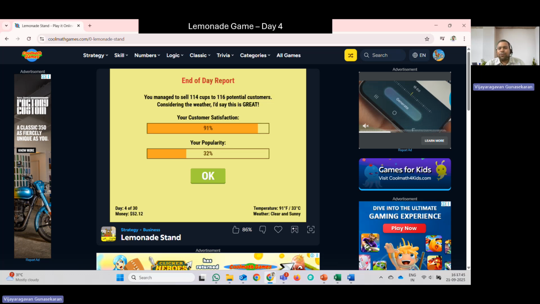And day four, it was a sunny day. So I retained that price per cup at 35. And it was, again, one more good day for me. There were only two potential customers I wasn't able to satisfy. Maybe with a 1 cent reduction, I would have made those two persons satisfied, basically. And popularity has been gradually increasing, currently standing at 32 percent.